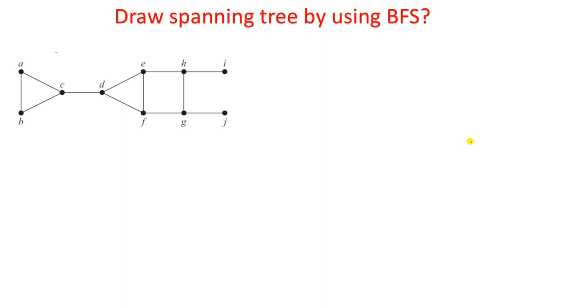In the example, they mention A should be the root node. So what is the procedure for BFS? How can we find the spanning tree with the help of BFS? It is simple. DFS is somewhat difficult, but BFS is very simple. Why? First we choose the vertex and explore all the vertices. The second step is what? Explore all the vertices. That is why it is a level order.